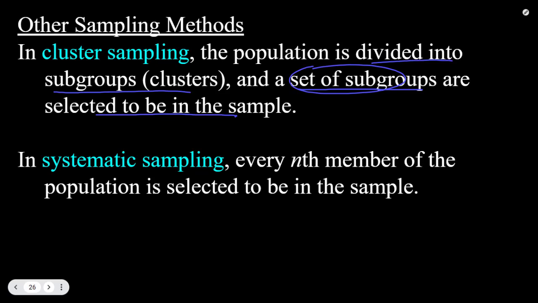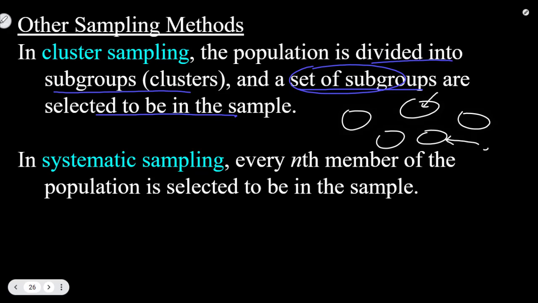So let's say you had 5 different subgroups. In stratified, you're going to talk to people in each of these different 5, but you're not going to talk to everybody. In cluster sampling, you're going to maybe choose this one and this one, but you're going to talk to everyone in those 2 groups. You're not going to talk to people from all 5 groups, but you're going to talk to everyone in those 2 groups that you have chosen. So that's the difference between stratified and cluster sampling.